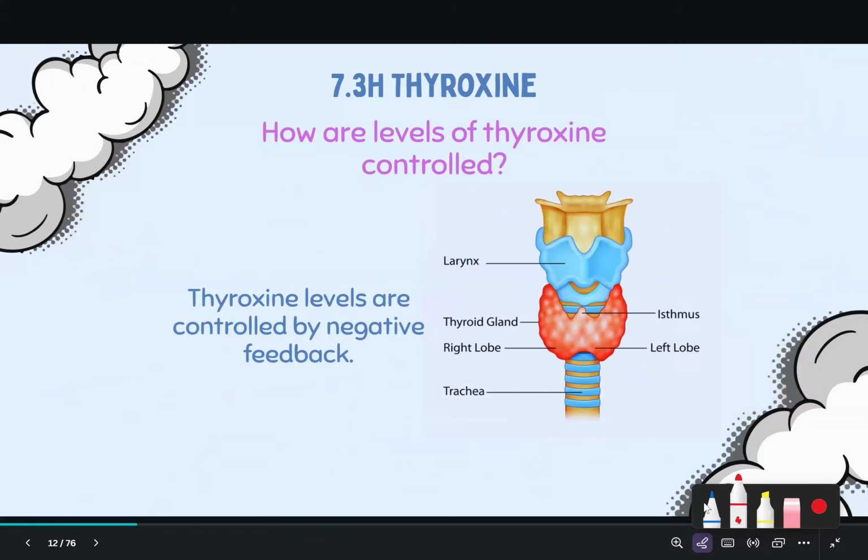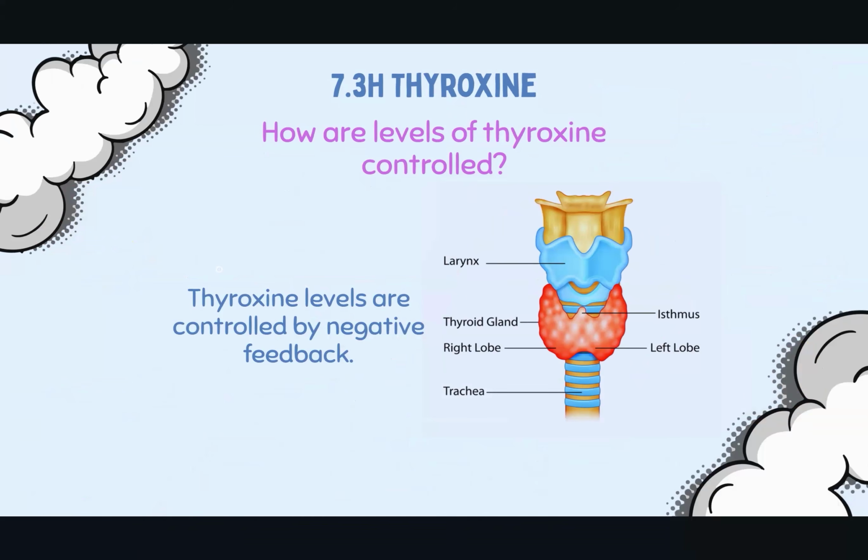So thyroxine levels are controlled by negative feedback. And how do you know it's controlled by negative feedback? Anything where if it goes too high, it's brought back down. If it goes too low, it's brought back up. That's negative feedback. So if our body's temperature goes too high, our body deals with that and it cools our body down. But if our body temperature goes too low, then our body does whatever's necessary to bring the temperature back up.